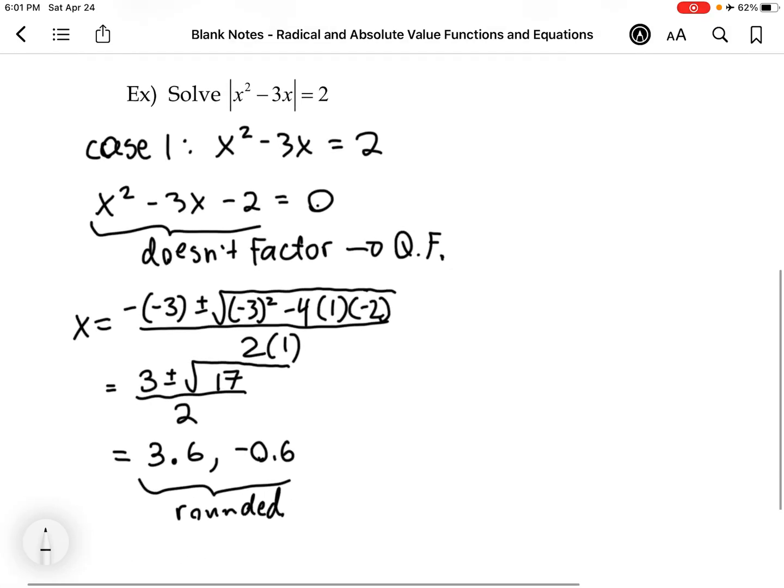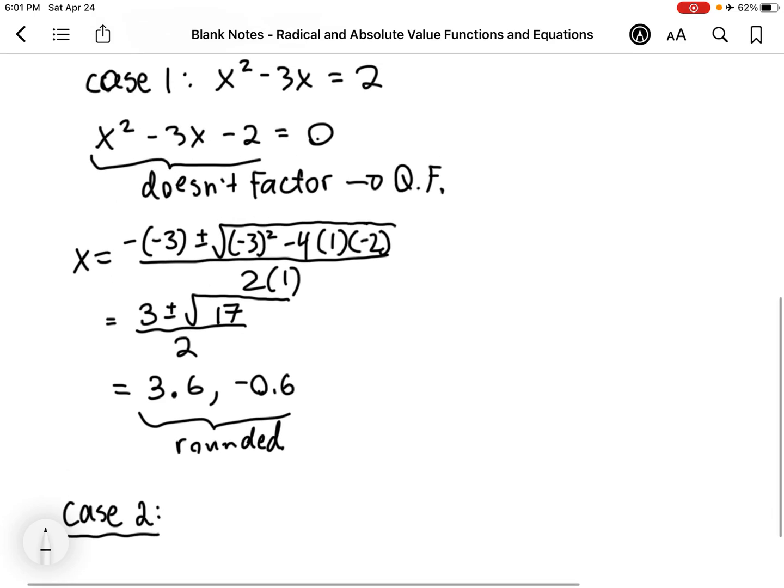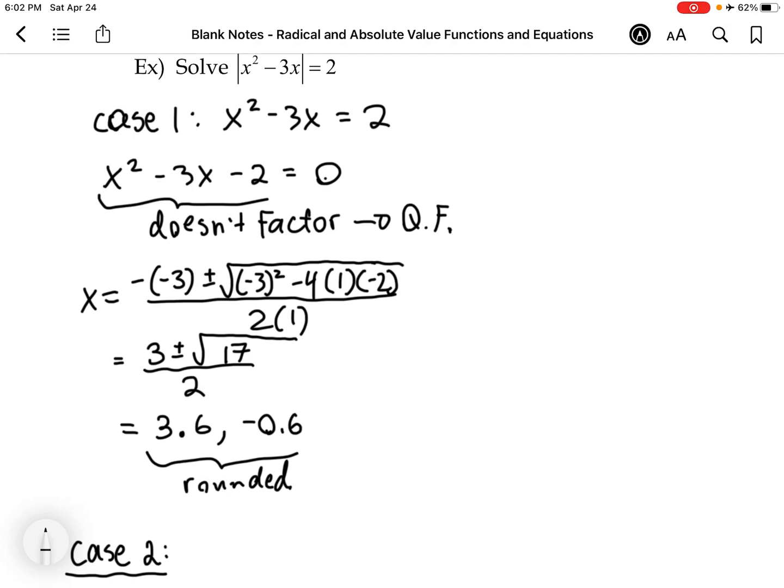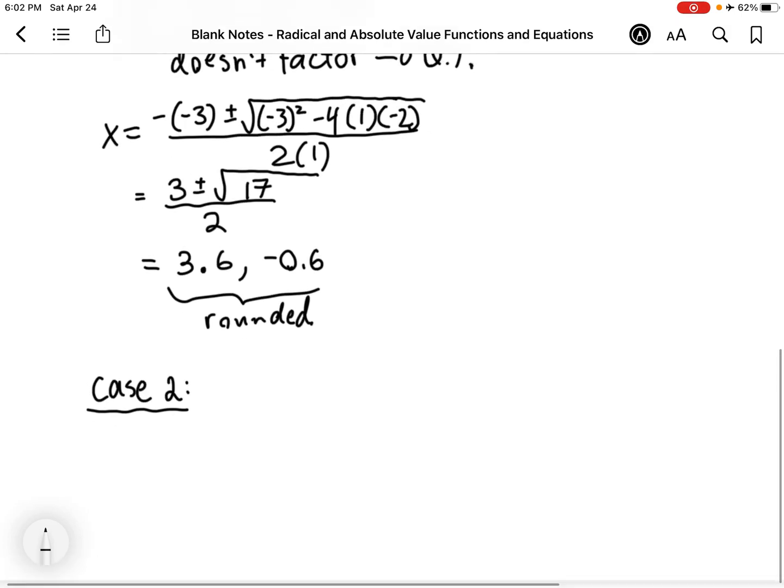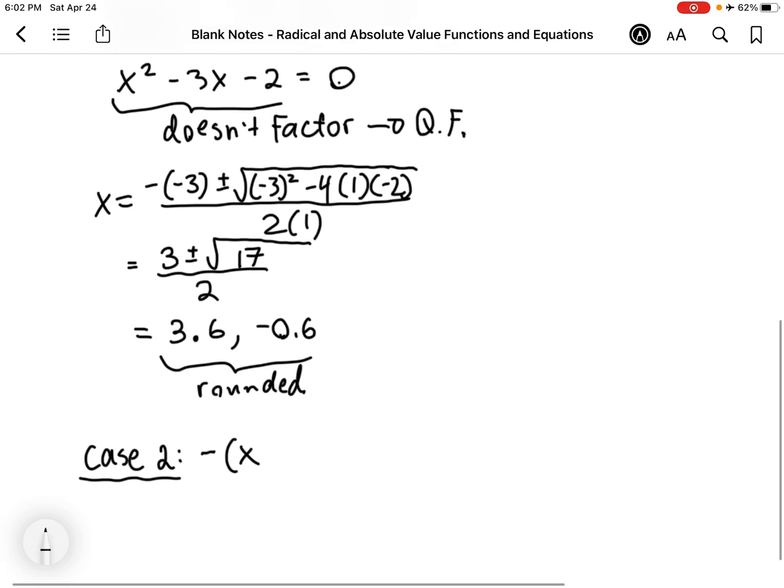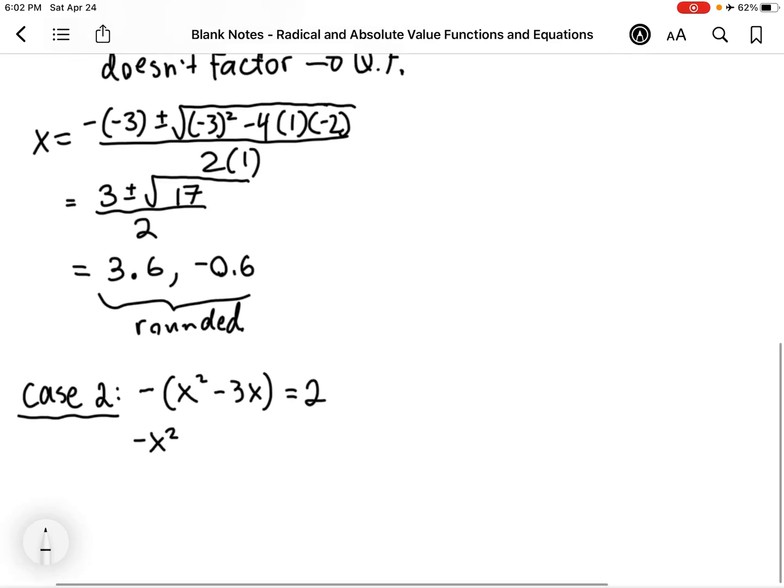Case 2, I'm going to do this case below, is that the expression inside the absolute value symbols was negative. And if it's negative, what the absolute value function does is it puts a negative sign in front of that so that you have two negatives in a row, which makes the whole thing positive. So that would be negative x squared minus 3x equals 2. And then you're going to get negative x squared plus 3x equals 2.